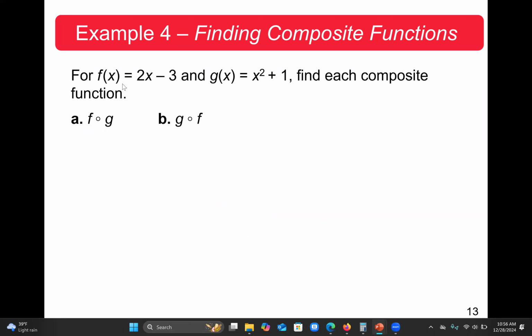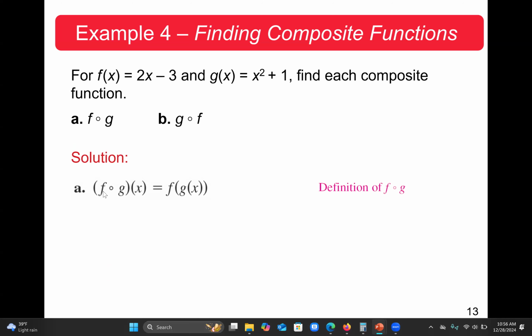Here we have a function f(x) equal to 2x minus 3. We also have g(x) equal to x squared plus 1. Find each composite. So we're looking for f composite g. This means I'll write down f(x), which is 2x minus 3. Anywhere I see x, I'm going to replace it with x squared plus 1, which is g(x), because now g(x) is the argument of f(x). So let's see how they solve it.